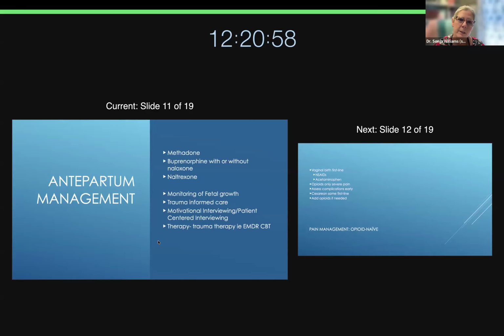Motivational interviewing and patient-centered interviewing are a part of our therapy. EMDR is really important for our traumatized patients, and CBT.